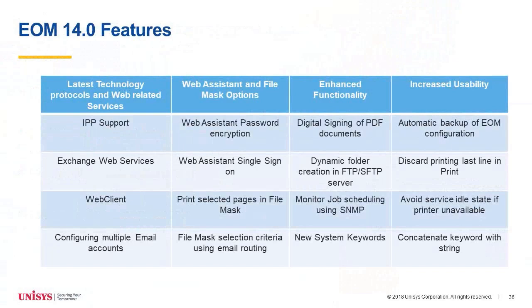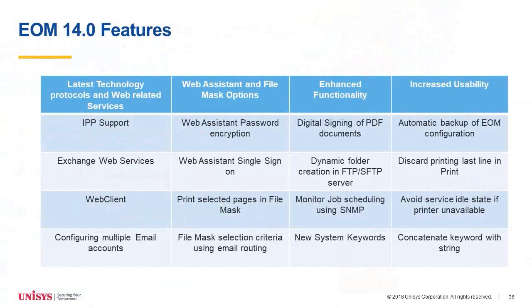File mask functionality is very crucial for all routing of jobs. With EOM 14, more options have been added to file mask to provide flexibility. Users can now set the page numbers or a range of page numbers that they want to print. Users can also decide the criteria based on the embedded incoming information in an email by looking at attributes such as email subject, attachment name, originator, and email address. As you can see, a lot of flexibility has been provided to help ease the use of the product.